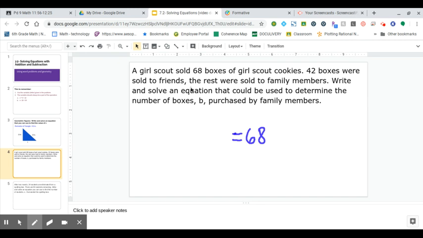42 boxes were sold to friends and then the rest to family members, and that's represented by B. So we know that the 42 boxes sold to friends added to the boxes sold to family members matches that total of 68. Since 42 is being added, we want to inverse and take it away. I have to take it away on the right side as well. This cancels out. And B, the amount sold to family, is equal to 26.